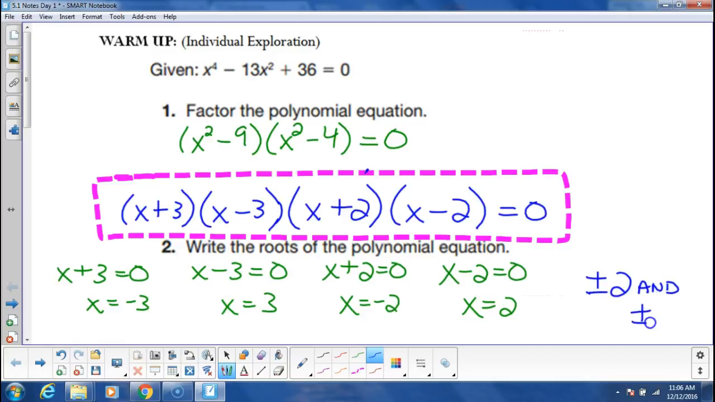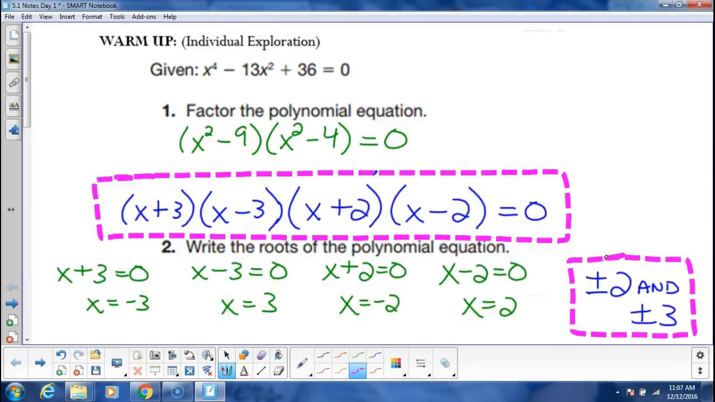and plus and minus 3. Now, they were asking earlier, could we just circle all 4 of those? Sure. If you want to clean it up and make it the plus and minus, that's fine.